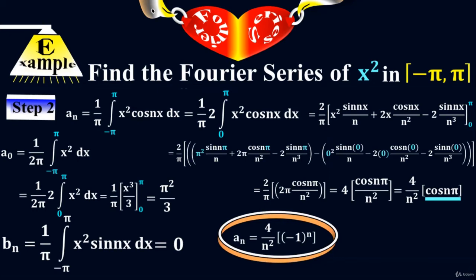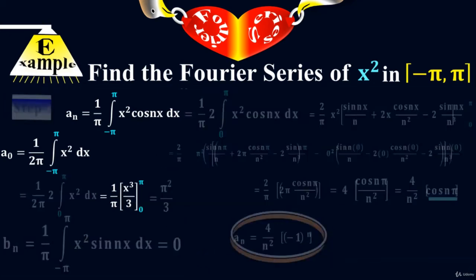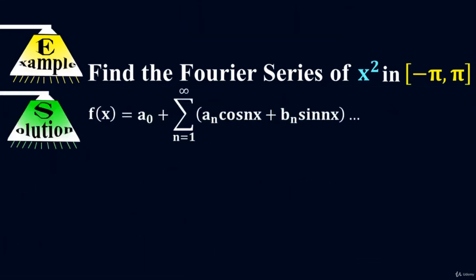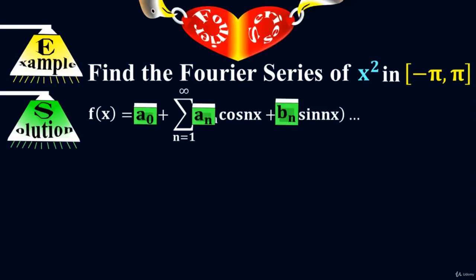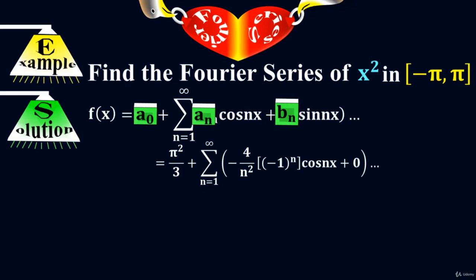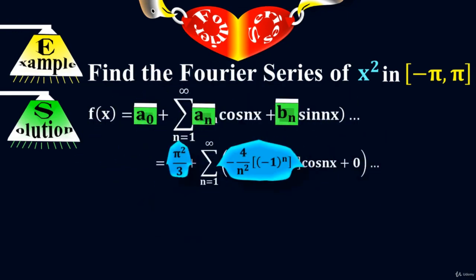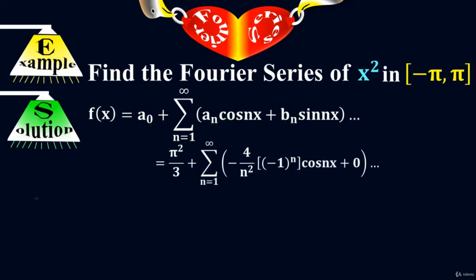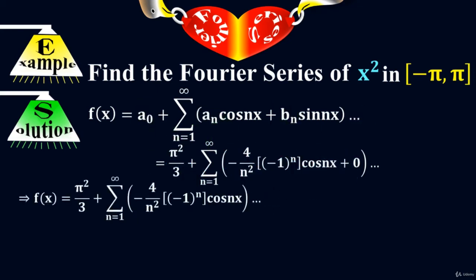Now substitute all the values of a sub naught, a sub n, and b sub n in this formula. Just put them here. The values of a sub naught and a sub n are here, which are pi squared over 3, and 4 over n squared times minus 1 to the n. The value of b sub n is 0 here. Simplify the equation further to have pi squared over 3 plus the summation of 4 over n squared times minus 1 to the n plus 1 times cos nx.